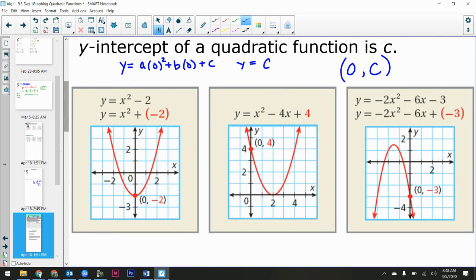Look here. What's my c term? What's weird about this first one? It doesn't have a b term, right? Well, that's okay. The b term would just be 0. But the c term is -2. Do you see how it crosses the y-axis at -2? What's my c term here? Notice how it crosses the y-axis at 4? What's my c term here? Notice how it crosses the y-axis there? Okay, that last number on the end will be your y-intercept.